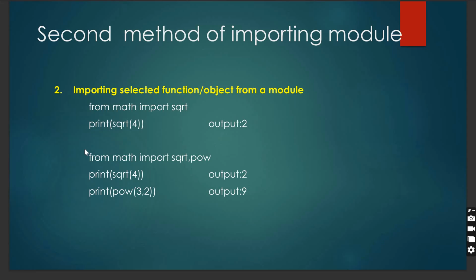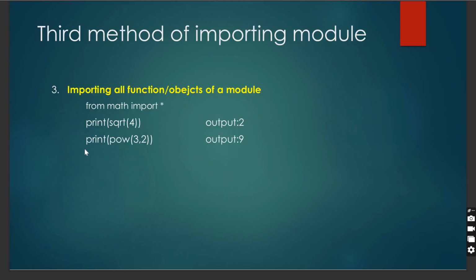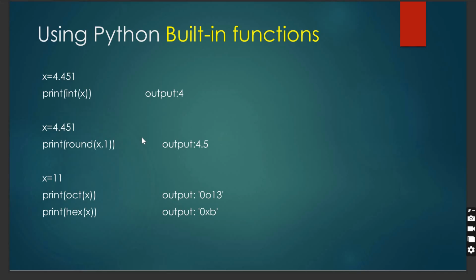So how to import a specific function? From math import sqrt, if only a specific function is wanted. So the square root of 4 is 2. If I want to import pow as well, we can write sqrt comma pow, and both functions are going to be imported. How to import everything? From math import star means it is going to import all the functions of the module, so sqrt, pow and everything. All the functions of the math module will be imported, and factorial also will be imported.